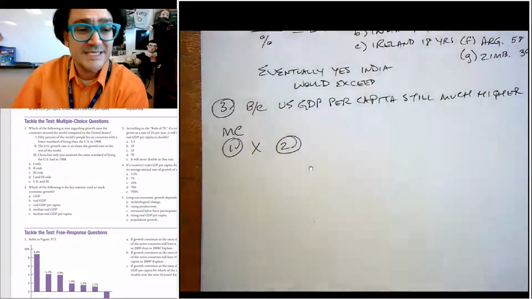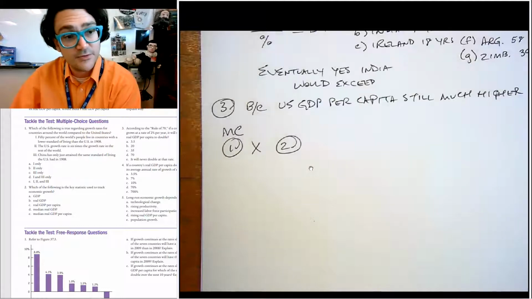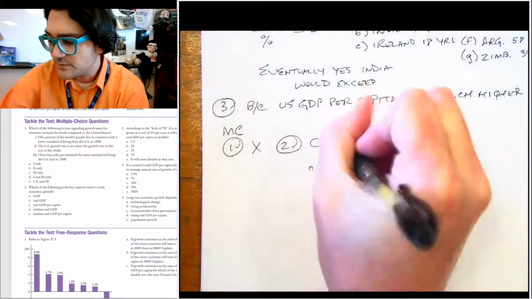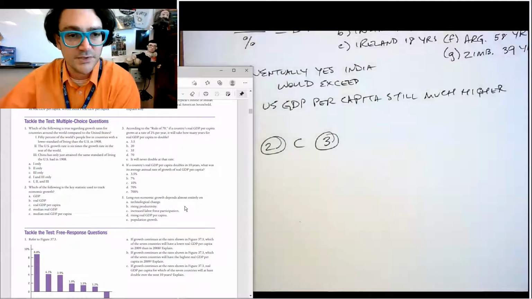So I'm just going to say we're not putting that one in the quiz. Number 2, which of the following is a key statistic used to track economic growth? That one we definitely want to know. And the key statistic used to track economic growth would be real GDP per capita. We're really thinking about per person, how is the economy doing? And so that's really what's key for us on this one.